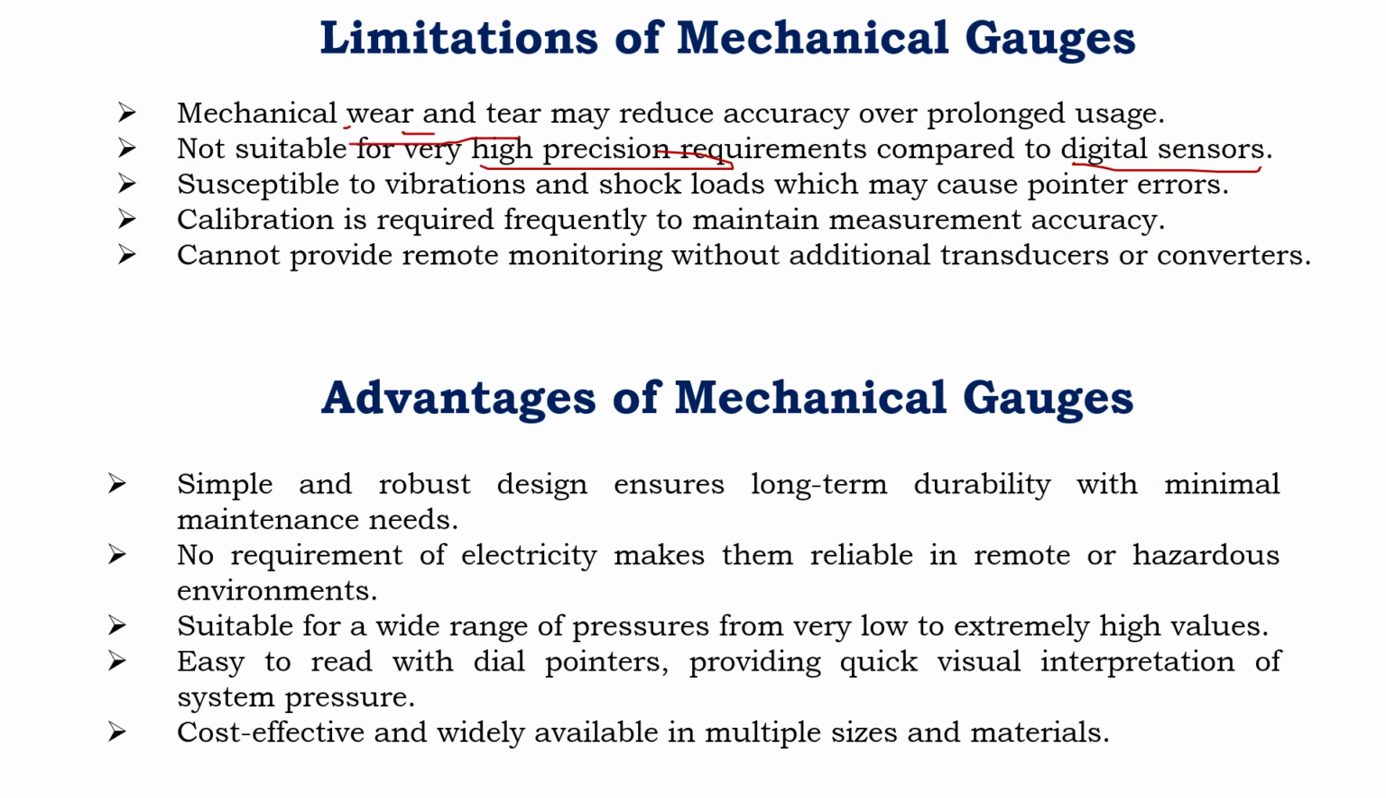And this mechanical gauge will vary or be deflected due to vibrations or shock loads. Even pressure gauges malfunction due to vibration and shock loads. Calibration is required frequently, and remote monitoring is not possible. We cannot sit at one end of the industry and monitor the pressure gauges at the other end. We need to go directly and see what reading is being shown, so it is very difficult to monitor remotely.